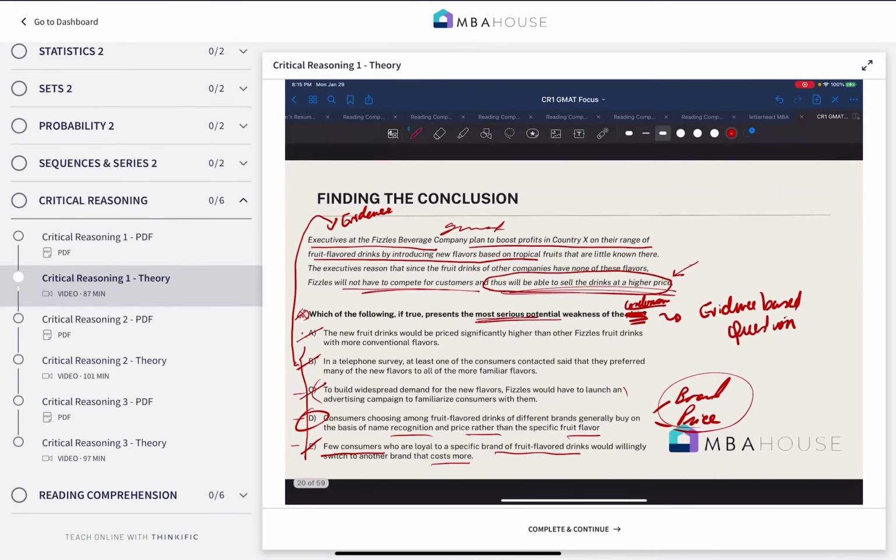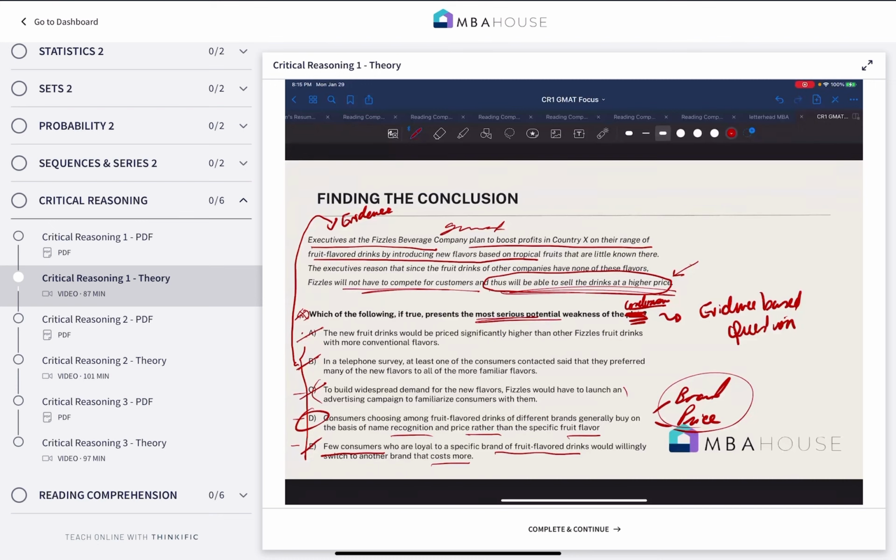Right? We did a question here where we were supposed to weaken the executive's position, right? So what does this tell us about the executive's argument? It means that it wasn't a great argument, right? They left out an important aspect that would make this a good argument.